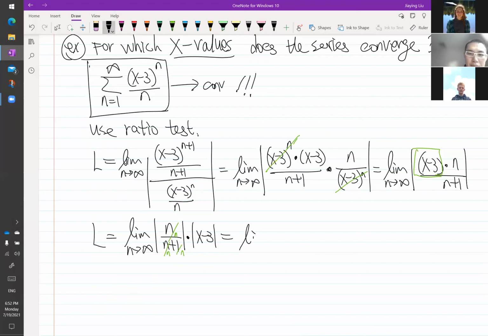So that becomes the limit as n goes to infinity of 1 over 1 plus 1 over n, times the absolute value of x minus 3. If we take the limit now, the 1 divided by 1 is just 1, and the 1 over n goes to 0. We get 1 over 1 plus 0, just 1. So we end up with the absolute value of x minus 3. So that's L.